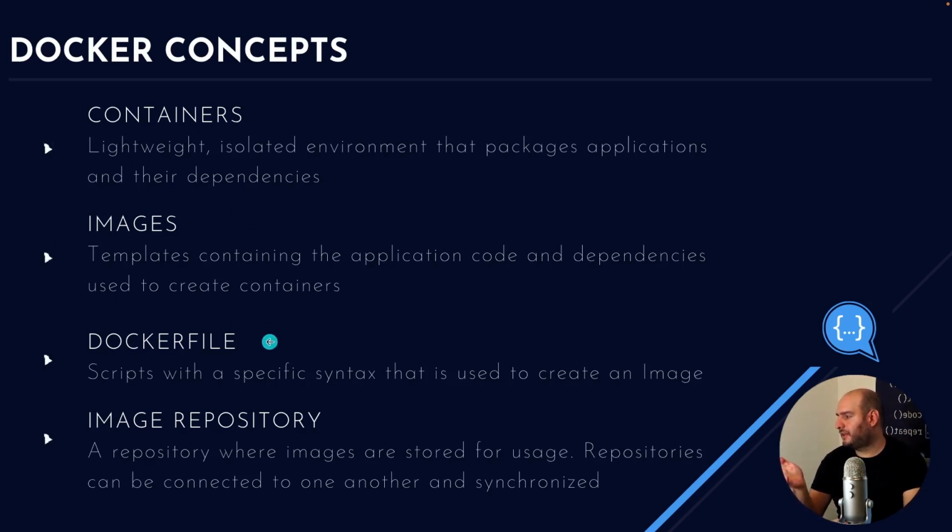Images are created with something called a Dockerfile. A Dockerfile is basically a script that contains a specific syntax used to create an image. So in the Dockerfile, you would declare what kind of operating system it will use and what dependencies it will have. So for example, if you want your image to have Java, then you can reuse an existing image that already has Java, and it can inherit that and extend it.